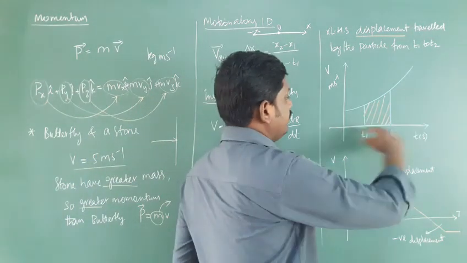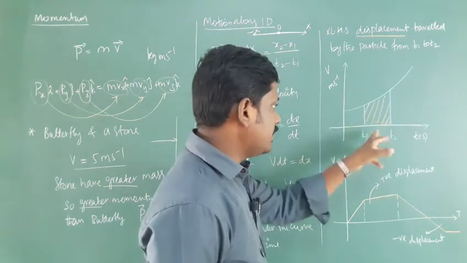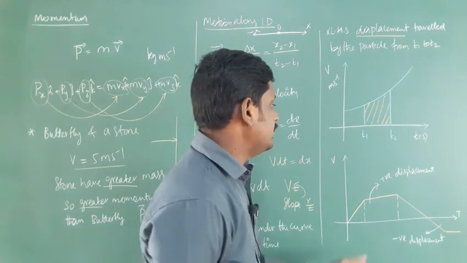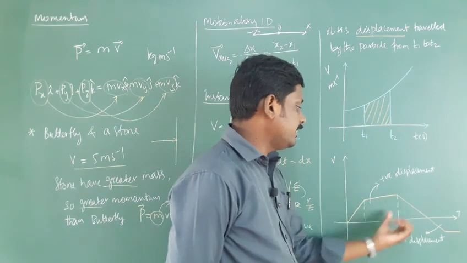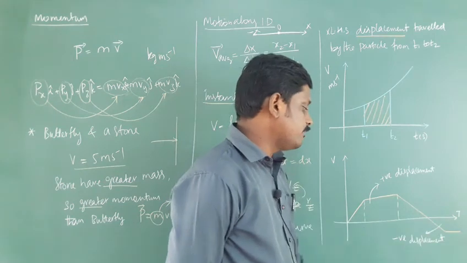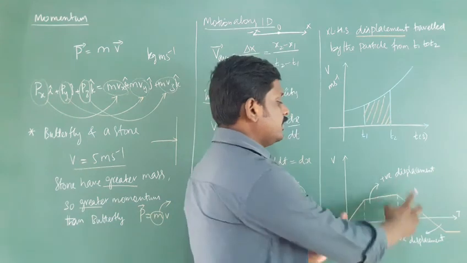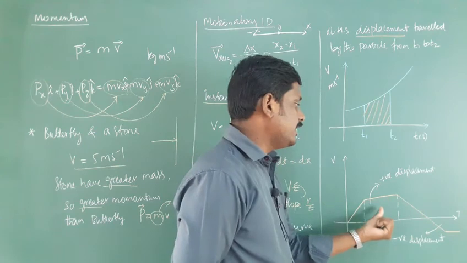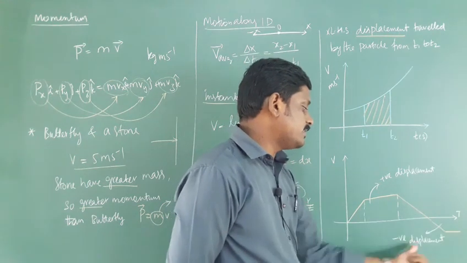In this v versus time graph, from time t1 to t2, the area under the curve gives the distance or displacement. If the area is on the positive side, that is positive displacement. If the area is in the negative direction, that is negative displacement. So the area under the curve in the velocity versus time graph: if that area is on the positive side, it is positive displacement; if it is a negative area, it is negative displacement.